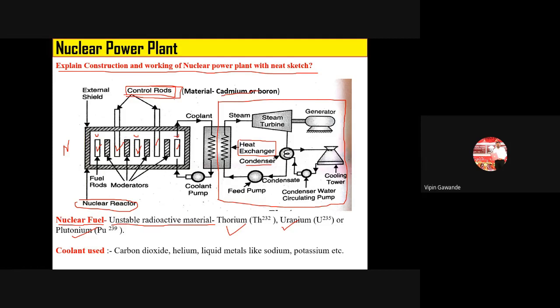So the function of the control rod is to absorb the neutrons. It absorbs the neutrons, and it keeps the chain reaction or fission process inside the nuclear reactor to a safe limit. So these cadmium and boron are used to absorb the neutrons which are generated in the fission process. So that is there.